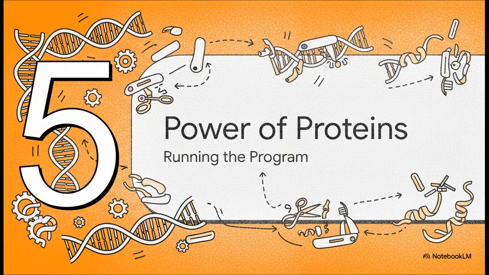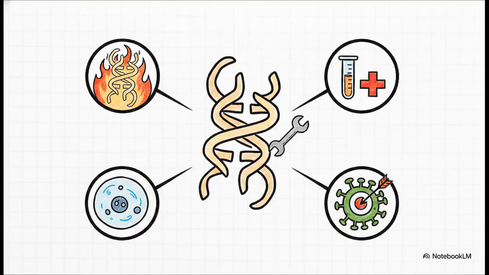And finally, Section 5, the power of proteins, where we actually run the program. So the crucial point is that editing the code isn't the end goal. DNA is just the blueprint. The proteins do the actual heavy lifting.